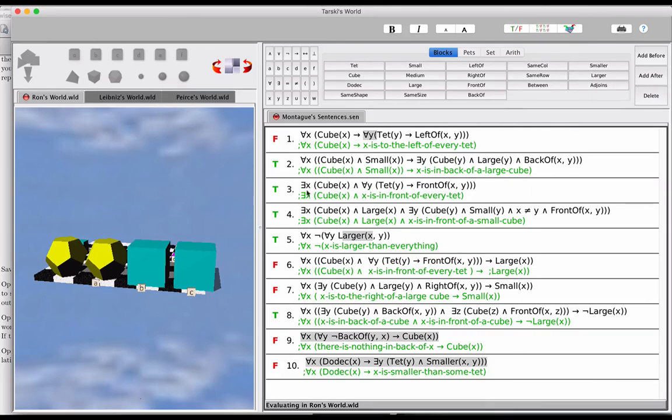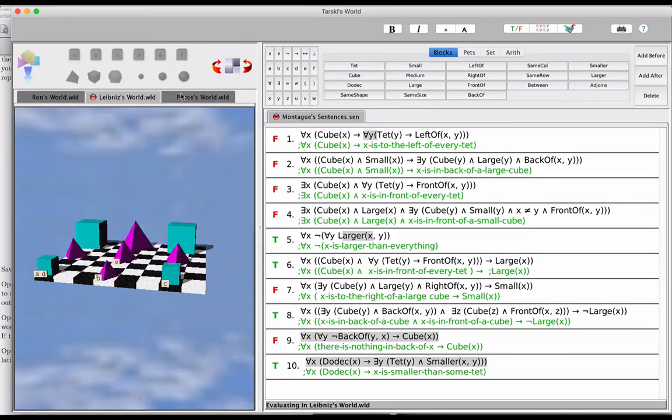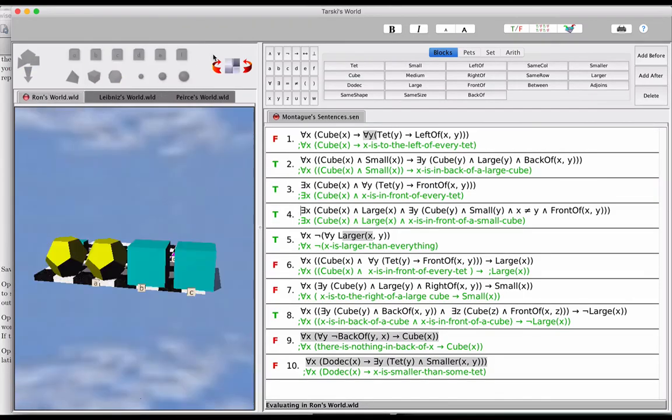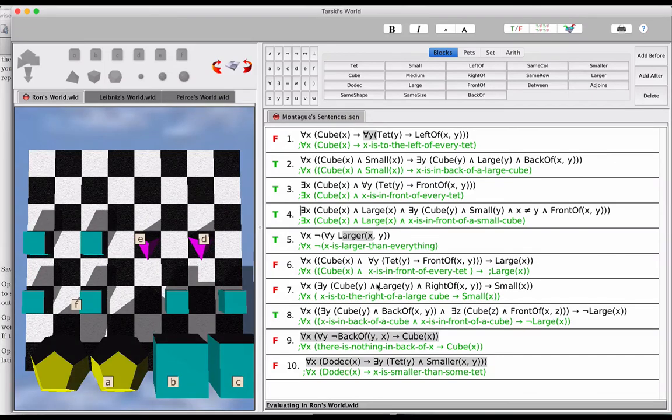Now, on your own, you can go ahead and trot through these worlds, comparing them with the various translations. Doing so should give you a pretty good sense of why a translation is true, why a translation is false.